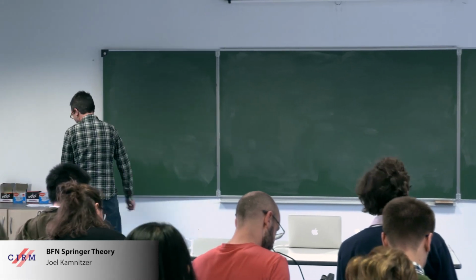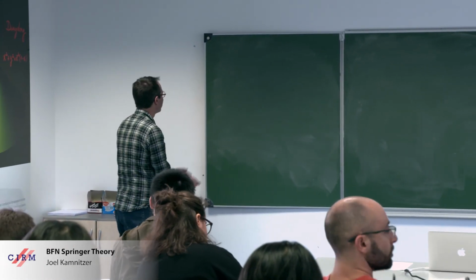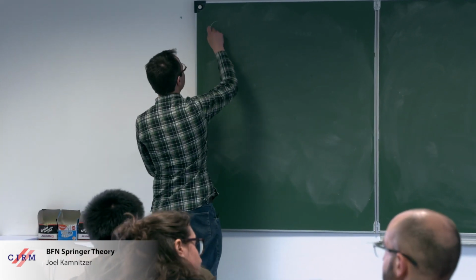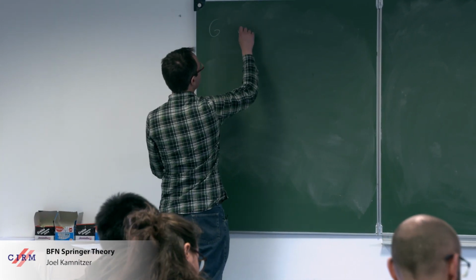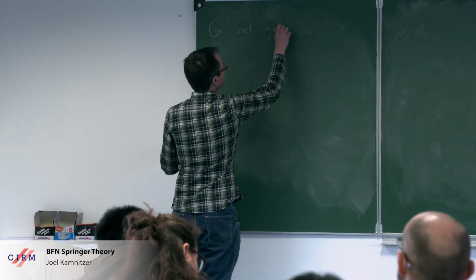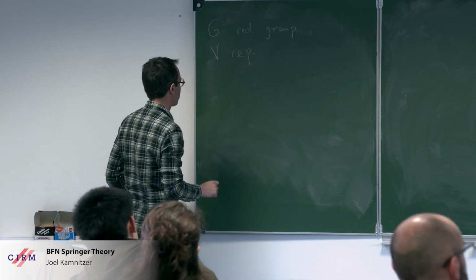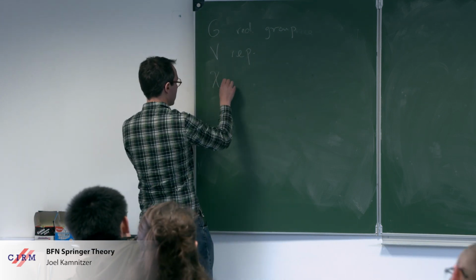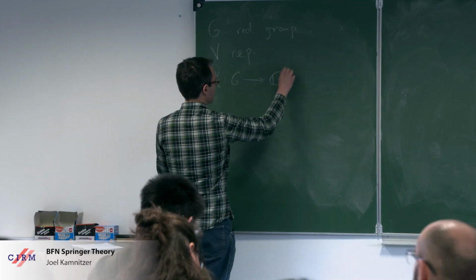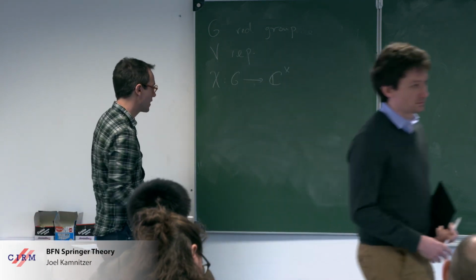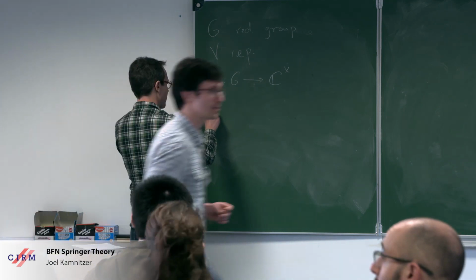Okay, so my talk will be a bit introductory, maybe to Hiraku's talk. Let's begin with G, a reductive group, V, a representation, and I'll also make use of a character of my group, chi: G to C star. Associated to this data, we have two spaces, the Higgs branch.